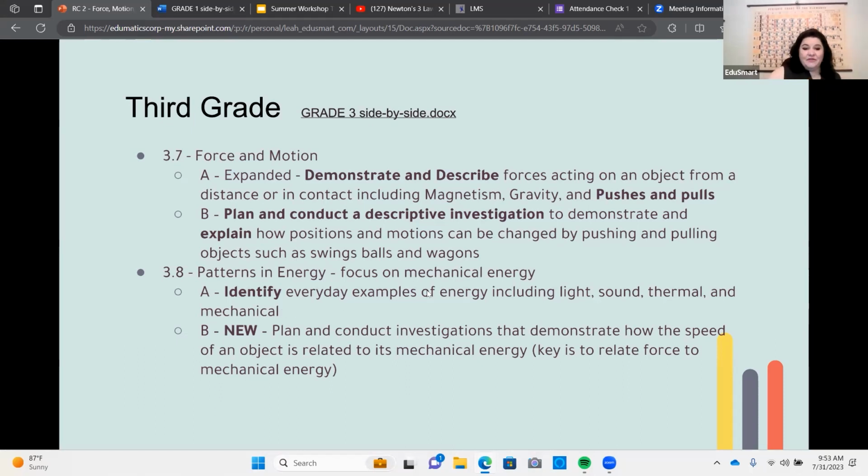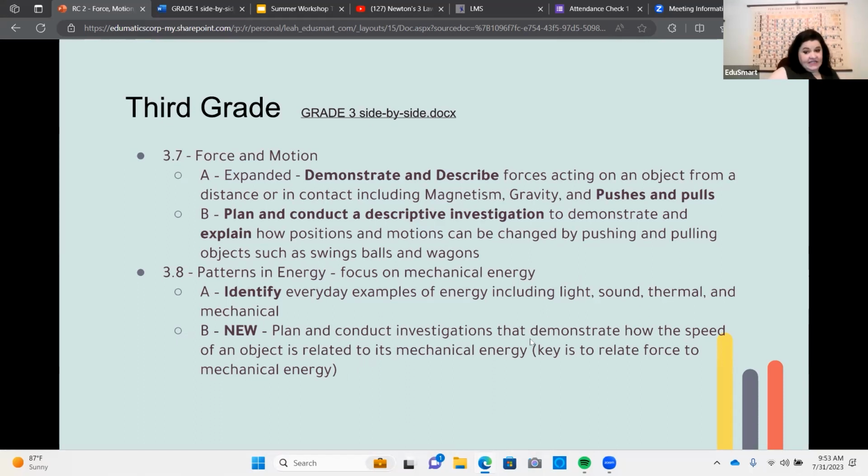For energy, we're focusing on mechanical energy, but this is the first time that they put all the energy together. So identify everyday examples of energy, including light, sound, thermal, and mechanical. Notice we've changed the term here. It's no longer heat, it's now thermal. So when they teach it in first grade, it's just heat energy, and now we're giving it its proper name as thermal energy. And then the new one is the mechanical energy.